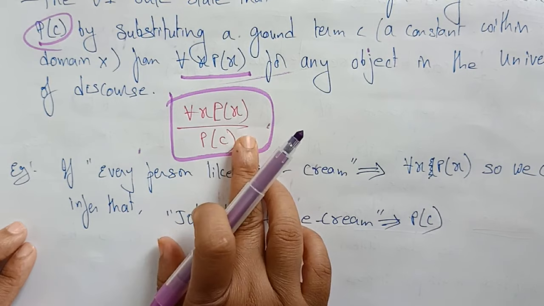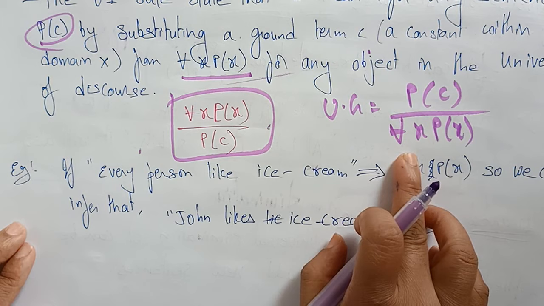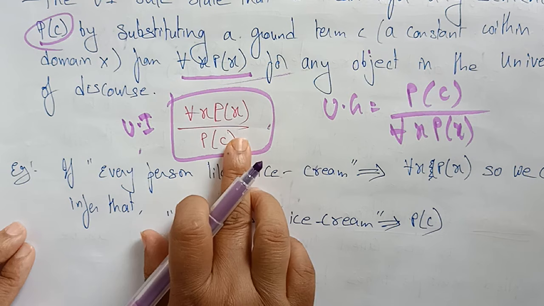Whereas universal generalization, I represent it as P of C by for all X P of X. So, that is the universal generalization. And this is the universal instantiation: for all X P of X by P of C.